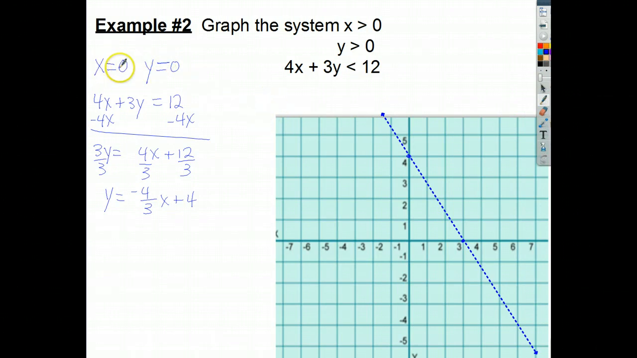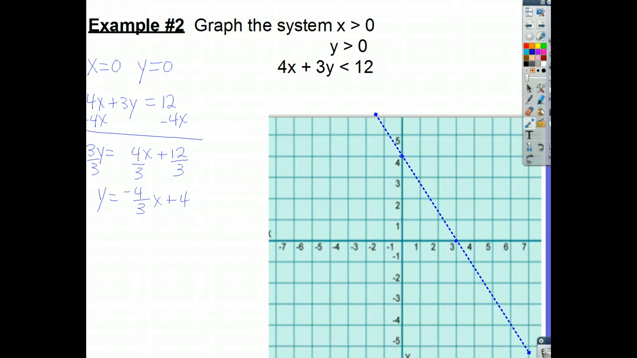Okay, these two are lines that we should just know where to put them. X equals a number is a vertical line, and y equals some number without the x is a horizontal line. But x equals 0, well, that's a vertical line through the origin, and there's already a vertical line through the origin. That's the y-axis. So I'll just kind of come over here and highlight the y-axis again.